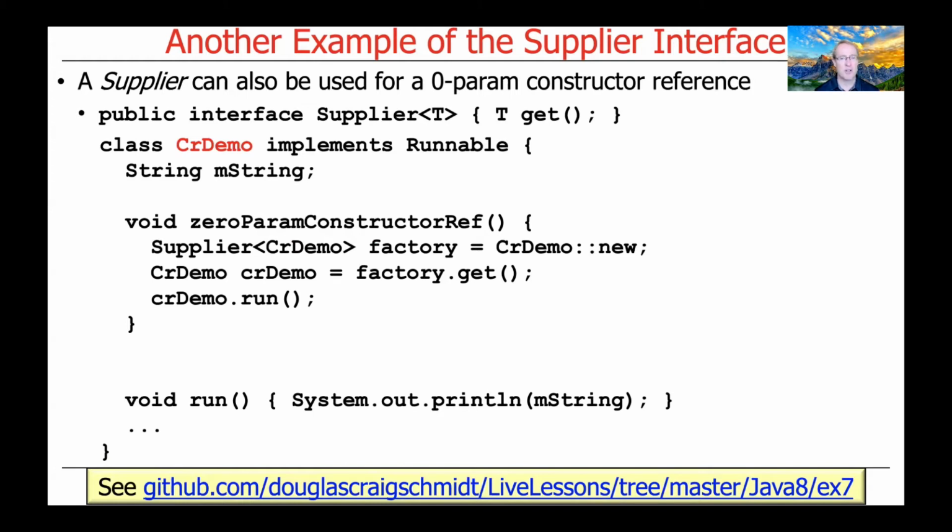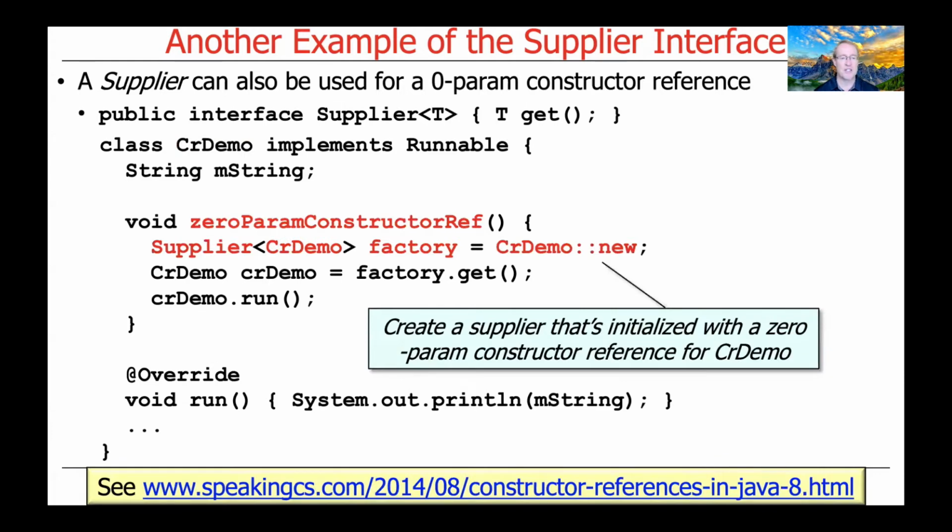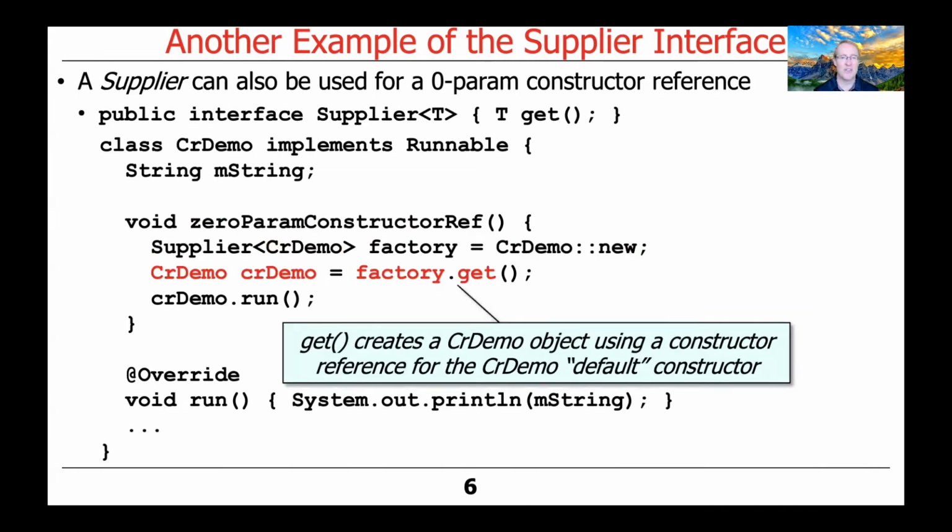This particular example comes from the EX7 folder in my GitHub repository, and it's called CRDemo. The CRDemo class implements Runnable, and it defines a method called zeroParamConstructorRef. This method creates a supplier called factory that's initialized with CRDemo::new, which is a zero-parameter constructor reference for the CRDemo class. We then can use the get method on this factory in order to create an instance of a CRDemo object. And that will use the default constructor for CRDemo.